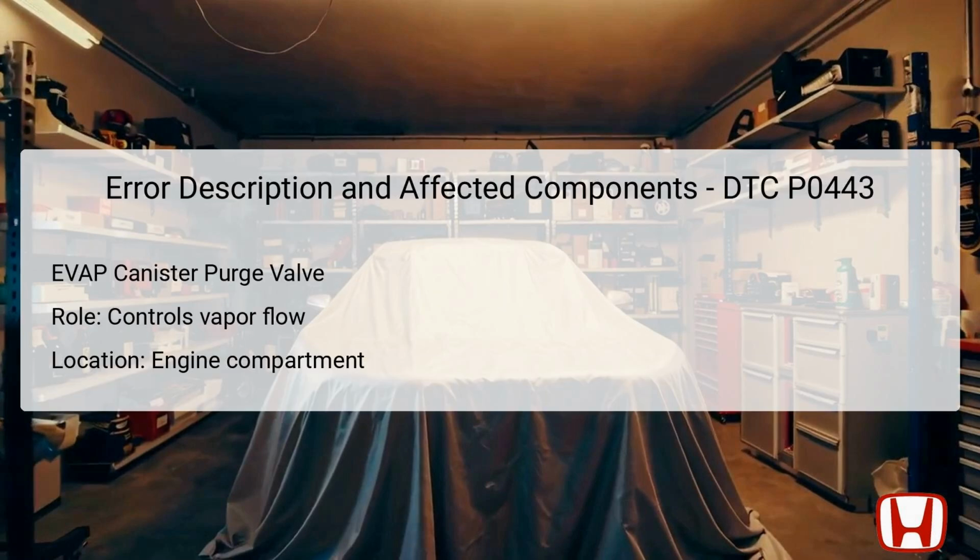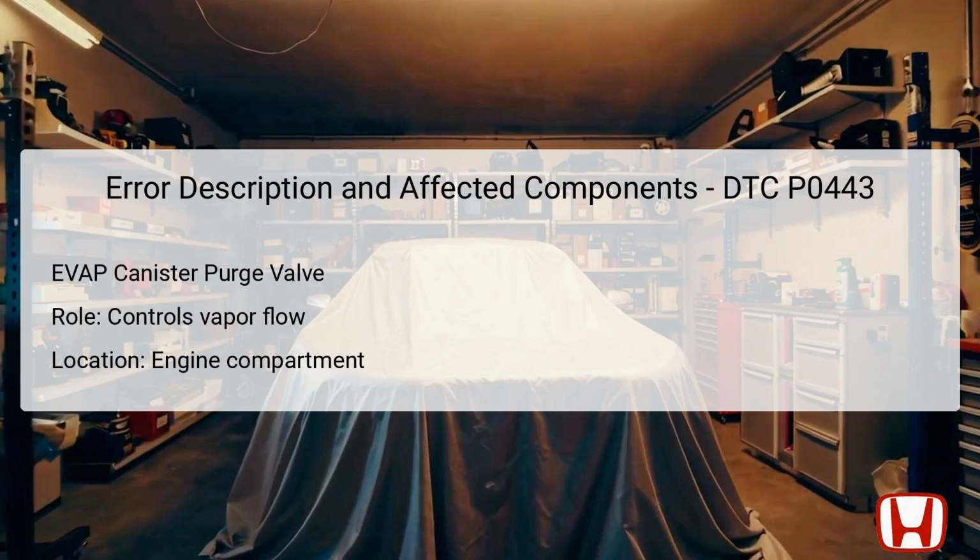The principal component related to DTC P0443 is the EVAP Canister Purge valve, which is strategically installed in the engine compartment. This valve plays a vital role in controlling the flow of fuel vapors from the EVAP canister to the intake manifold. During combustion, it ensures that the vapors are redirected to the engine rather than being released into the atmosphere, which is crucial for meeting environmental regulations.